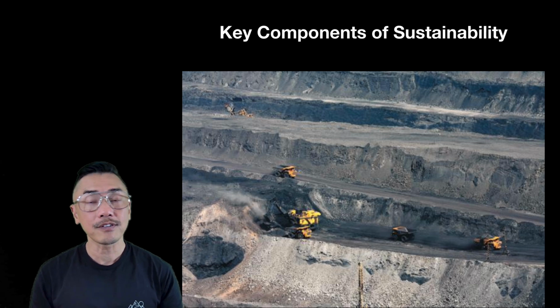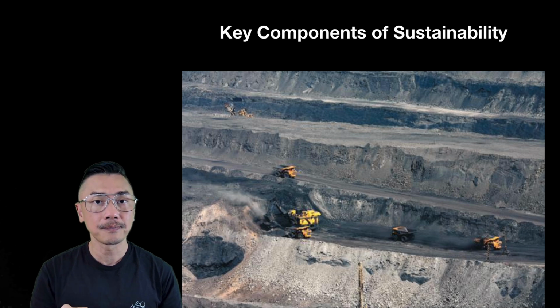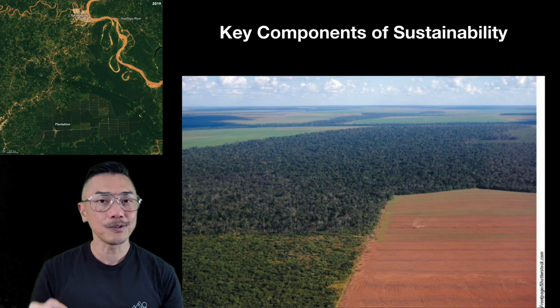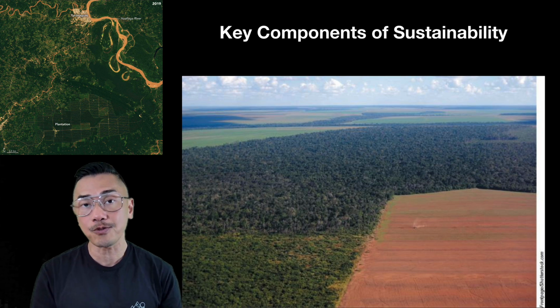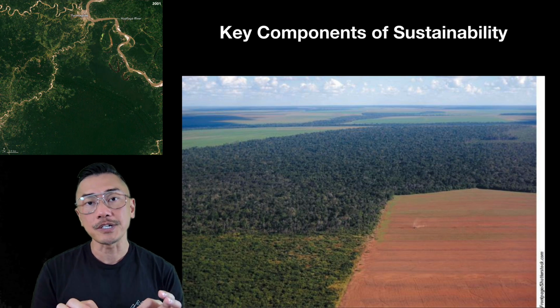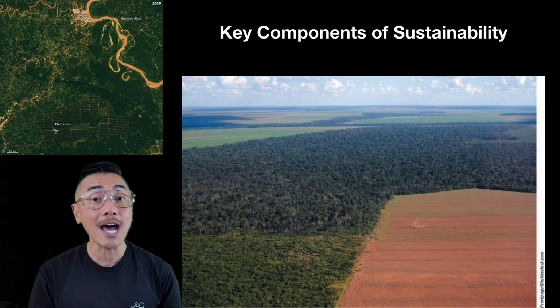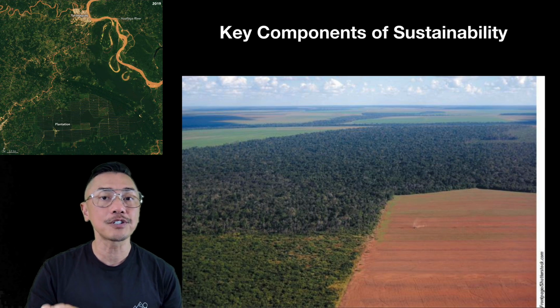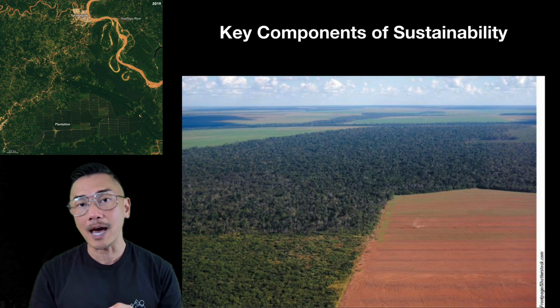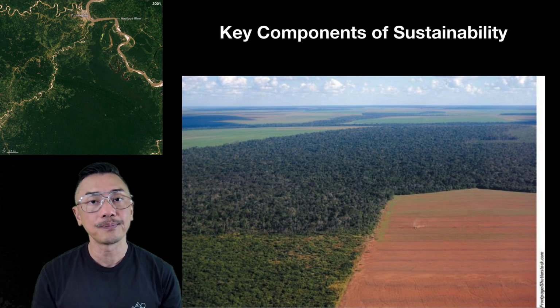This photograph shows the environmental impact of coal mining. Coal is a non-renewable resource. These photos here show some of the extent of tropical rainforest deforestation. These trees are being cut down faster than they can grow back. Oftentimes, the land is used for other purposes, like cattle ranching and agriculture.